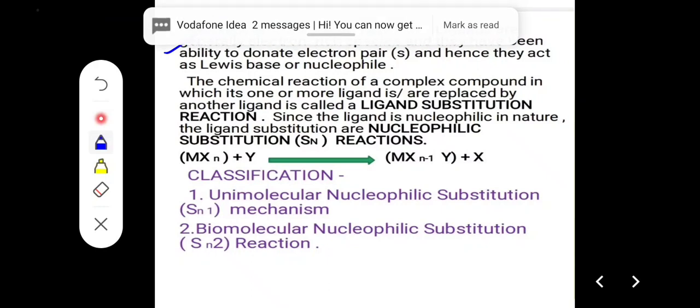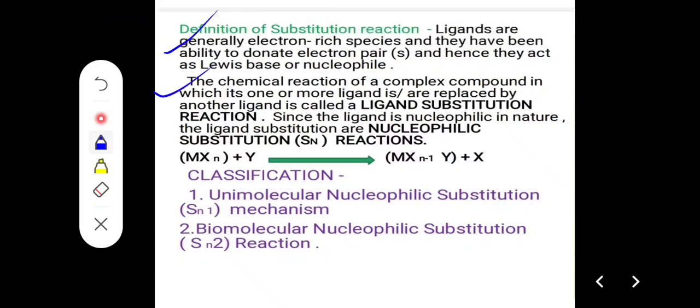The chemical reaction of a complex compound in which one or more ligands are replaced by another ligand is called a ligand substitution reaction. Since the ligand is nucleophilic in nature, always a nucleus loving group, the ligand substitution is termed a nucleophilic substitution reaction, or we can say an SN reaction.